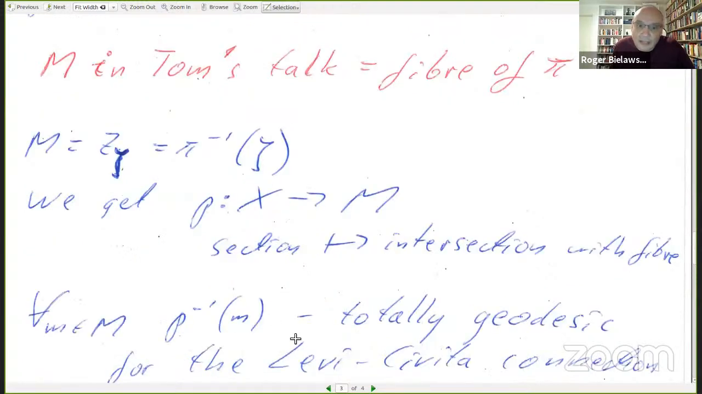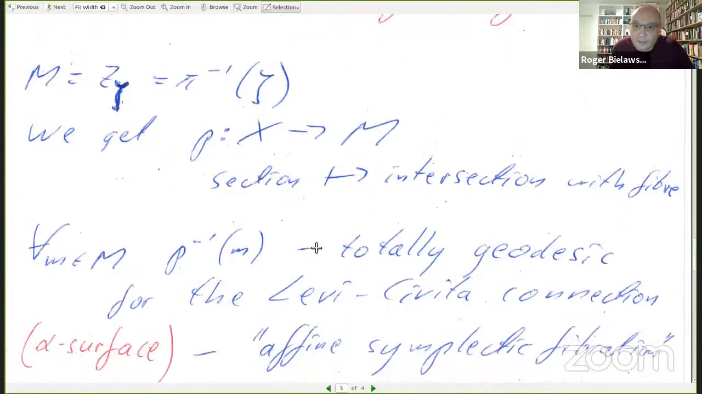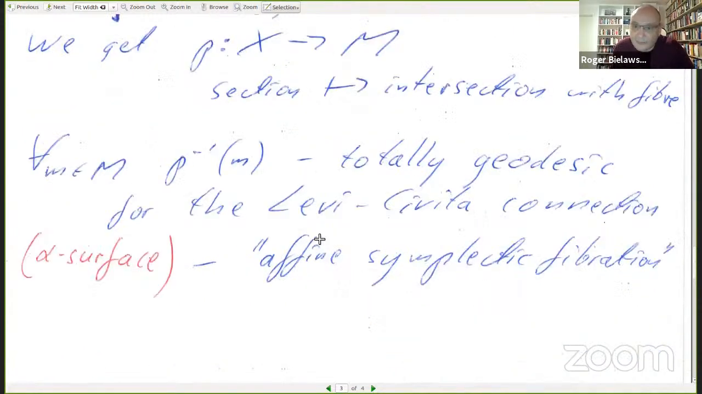So in particular, for any point of M, the space of all sections passing through the point will be a totally geodesic submanifold for this Levi-Civita connection. That's the usual principle of twistor theory, right? It's an alpha surface. So this is this affine symplectic fibration that we get directly from the twistor space.